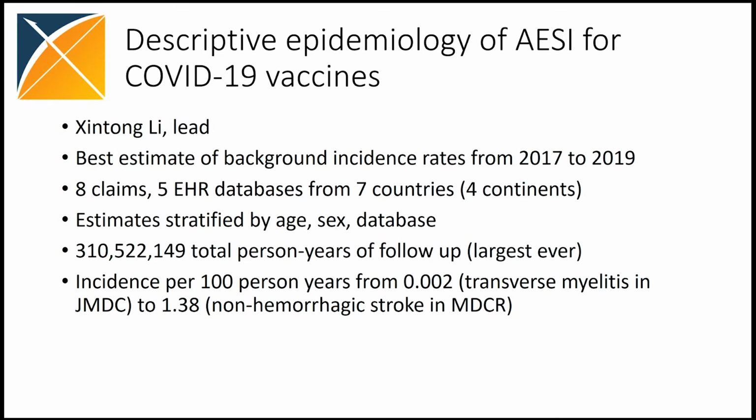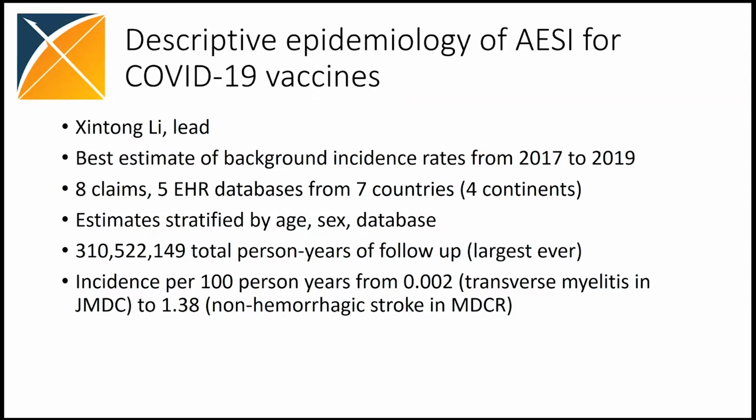So the first OHDSI study that this team is doing, in addition, after phenotyping, Shintong Li from Oxford is leading, which is a descriptive epidemiology of these outcomes for COVID-19 vaccines. We're trying to produce the world's best estimate of the background incidence rates from 2017 to 19. We're using 8 claims databases, 5 EHR databases from 7 countries and 4 continents, so it should be generalizable. The estimates are stratified by age, sex, and database. So far, we have 300 million total person years of follow-up, so this is the largest study ever.